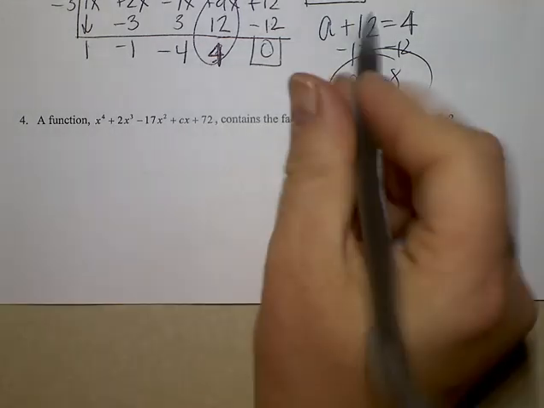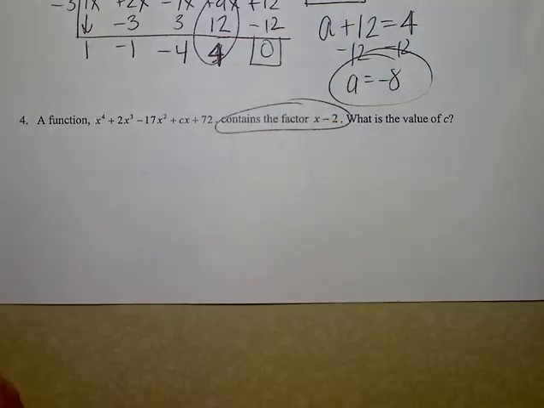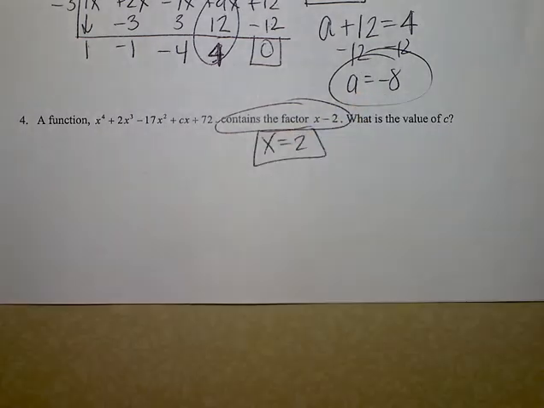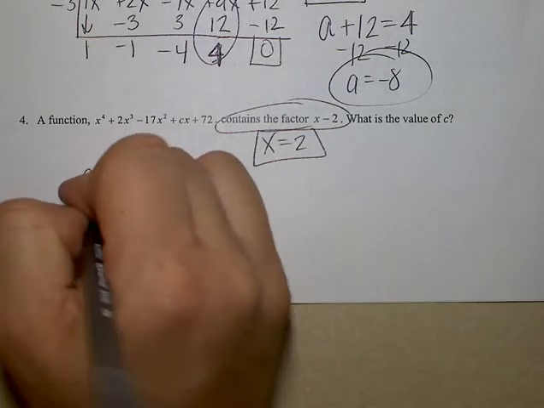Please circle where it says contains a factor of x subtract 2. So if it contains the factor, what else do we know? X equals 2. That's an x-intercept or it's a solution, however you want to say that. So put a 2 out.